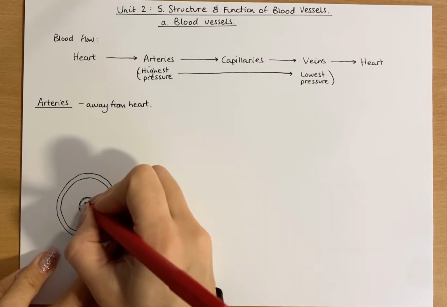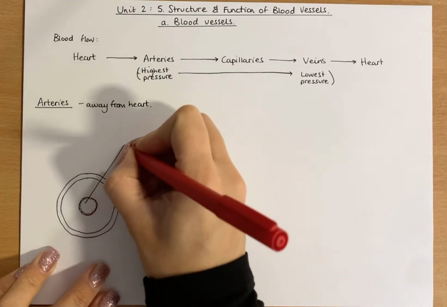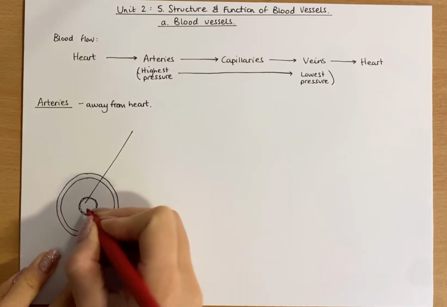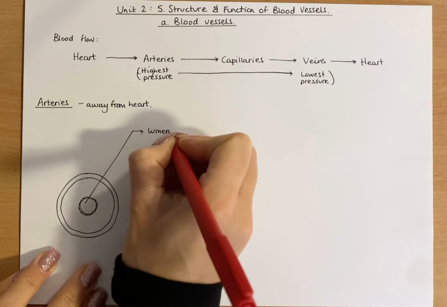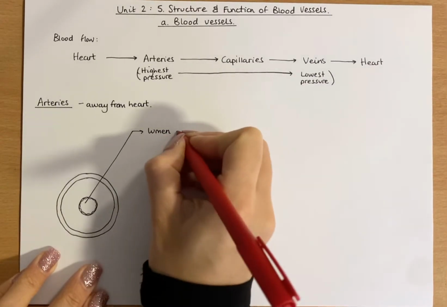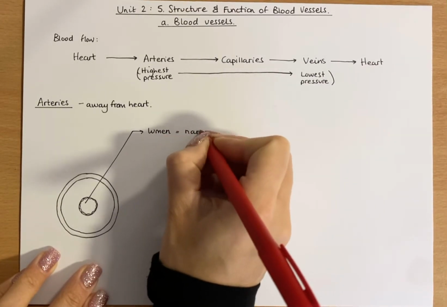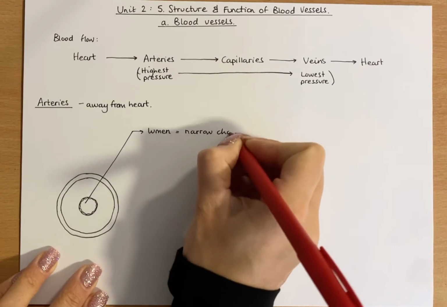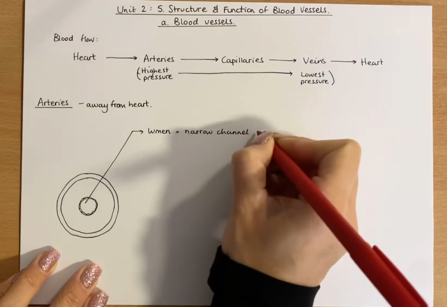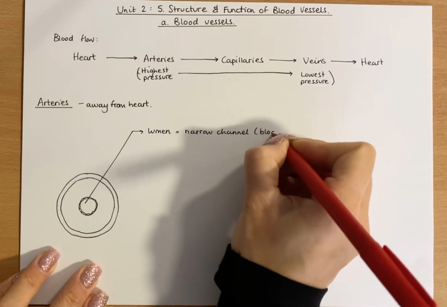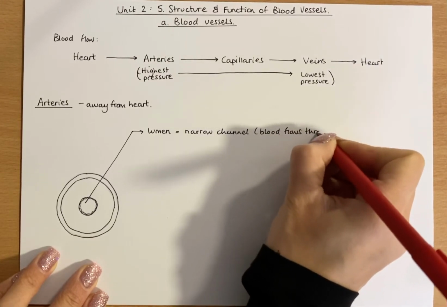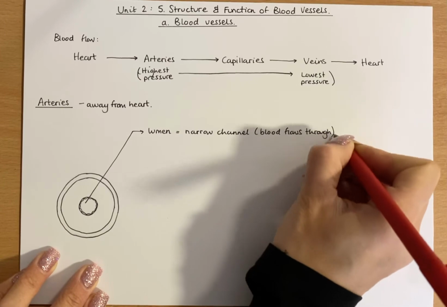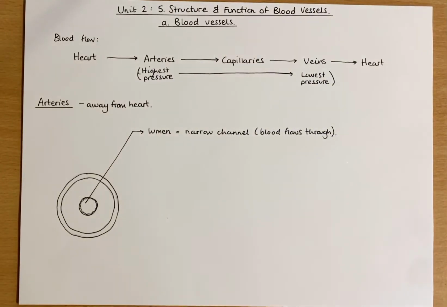So that central channel we talked about initially in National 5, which is this gap here where the blood flows through, is now called the lumen. Okay, so that is just a narrow channel that the blood flows through. Now in different blood vessels that'll be different widths, but for the arteries these are very narrow.